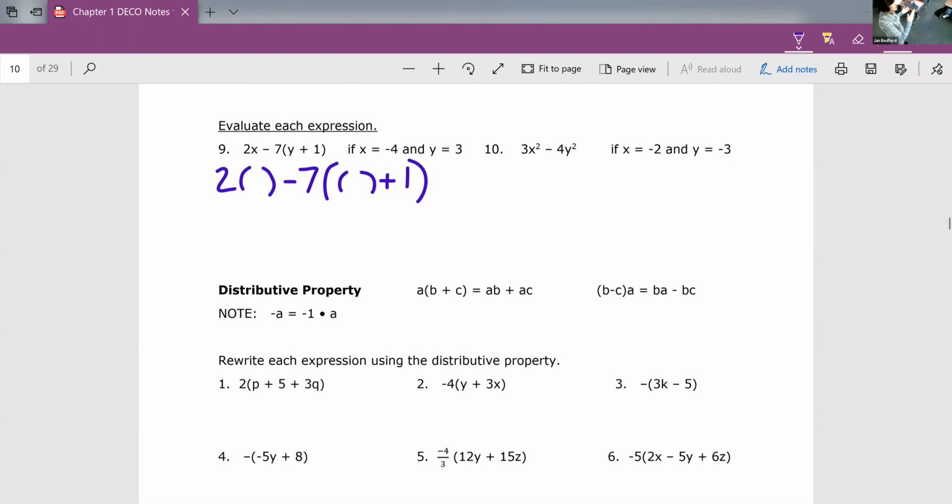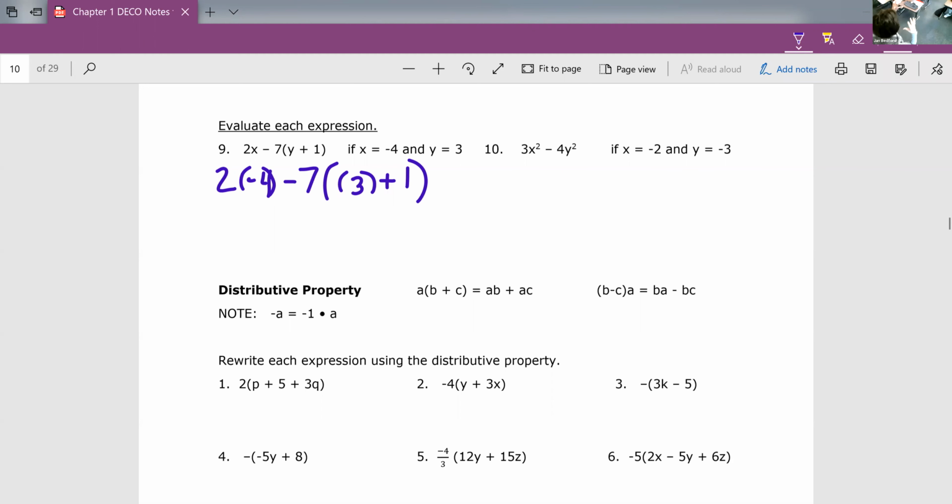So instead of putting 2x minus 7 and in parentheses y plus 1, I've got 2 open parentheses minus 7, and inside my parentheses, I put parentheses plus 1. Now, what number belongs in this first parentheses? Negative 4. What number belongs in the second parentheses? 3. By putting the parentheses there, it does a couple of things for me.